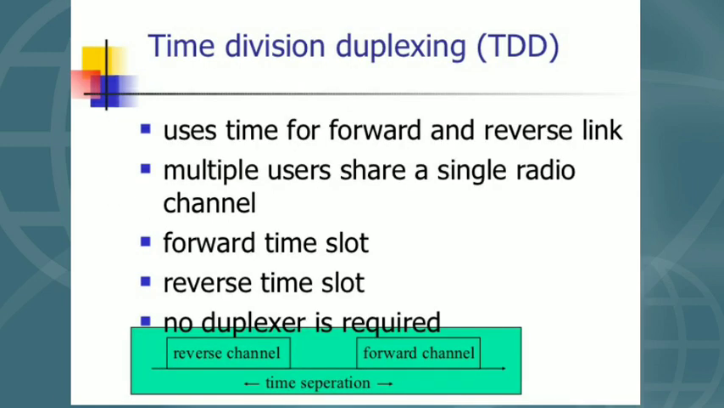Next we are going to discuss time division duplexing. It is used for the forward and reverse link. In TDD, time is used to separate the transmission and reception of signals. Thus, a single frequency is assigned to a user for both directions. TDD provides quasi-simultaneous bidirectional flow of information.